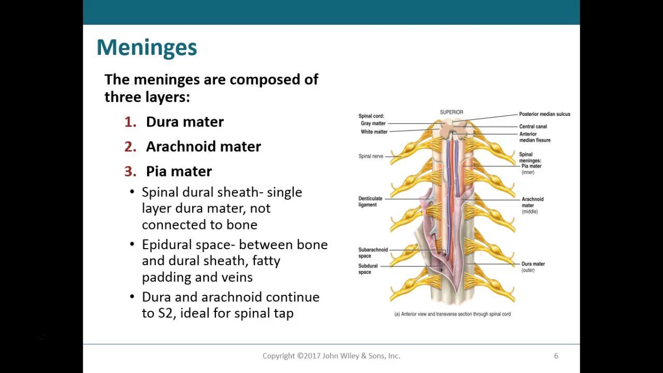And the pia mater, the third of the meninges, pia means delicate, so this is the delicate mother, is the innermost thin and transparent connective tissue layer that lies on the surface of the spinal cord and the brain. Within the pia mater there are a lot of blood vessels that supply oxygen and nutrients to the spinal cord. And between the arachnoid mater and the pia mater is the subarachnoid space, which contains a lot of cerebrospinal fluid. Therefore, it's an ideal space for a spinal tap.